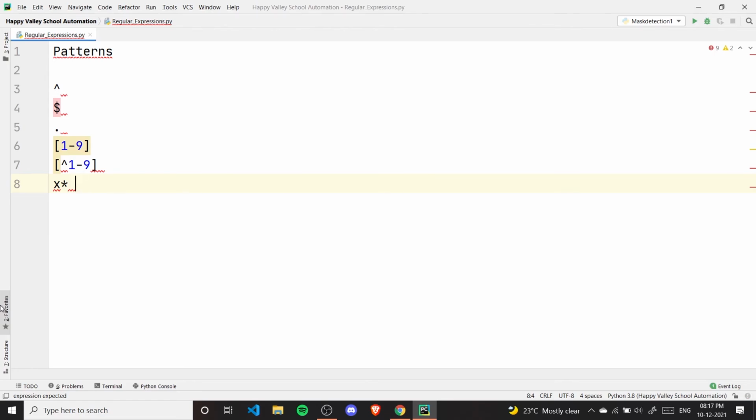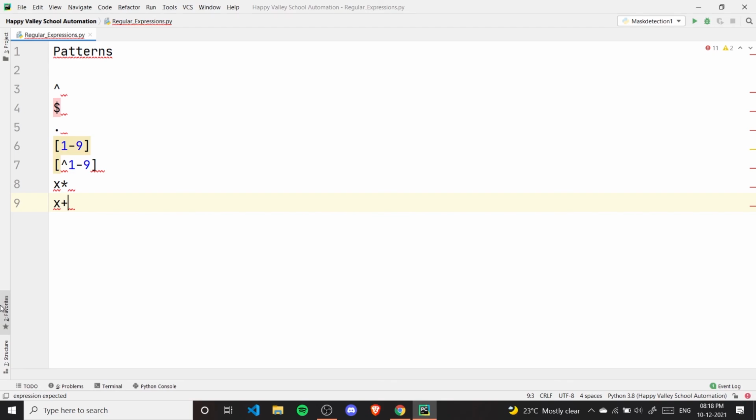Okay. Then if we talk about the seventh one that we saw, it is the plus pattern. So this means that it indicates one or more occurrence of the preceding expression. That means at least it will match 1x or 2x. If I write here x, then at least it will try to match 1x or 2x or 3x and so on. So it depends. So these were the 7 patterns that we discussed today in this video.